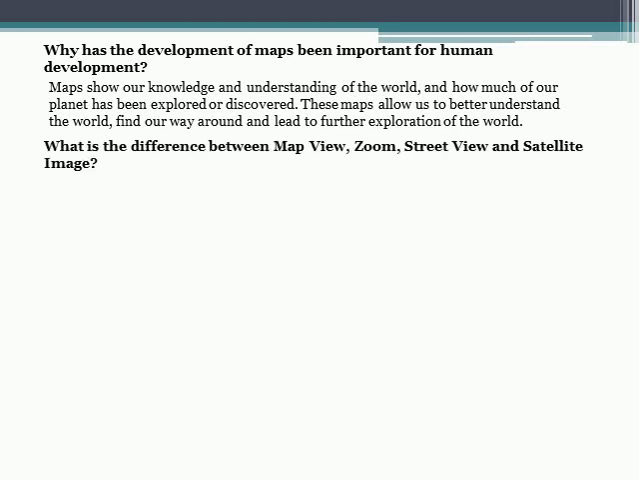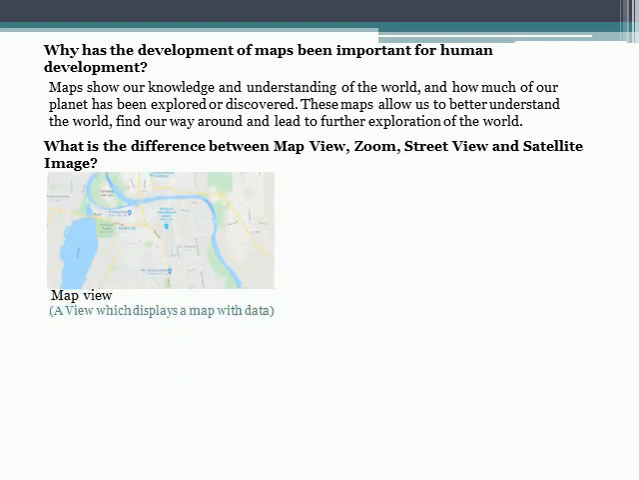What is the difference between map view, zoom, street view, and satellite image? This was a question in your workbook last lesson, so you should all know this by now, but just a quick review. When you use Google Maps, when you open a map view, it displays a normal map with data. So this is a map of Khartoum. It is a normal map with data.